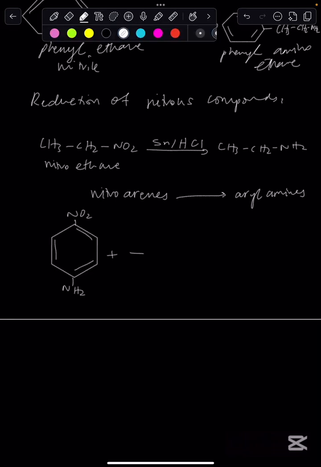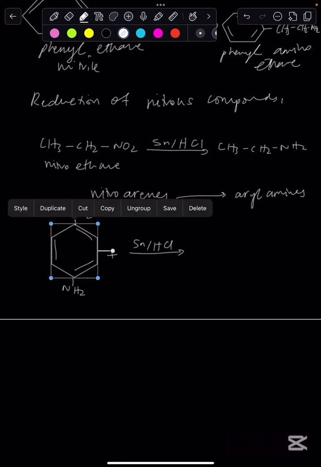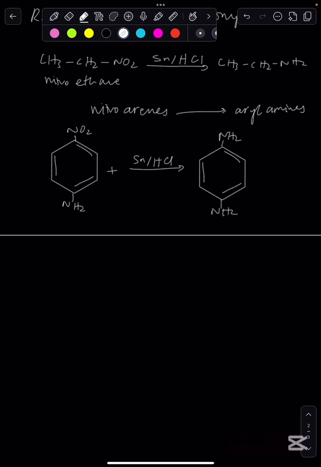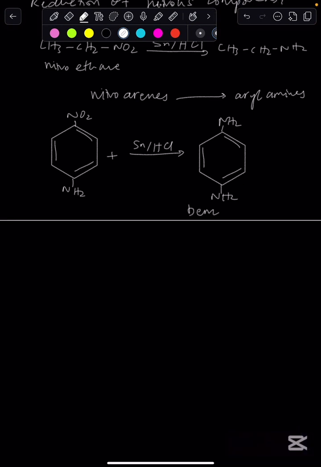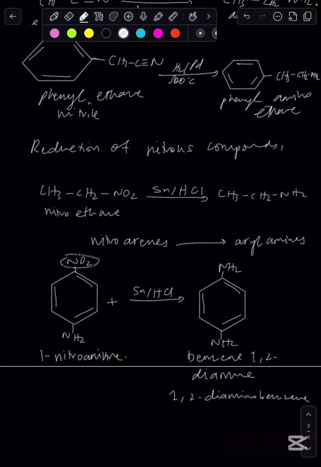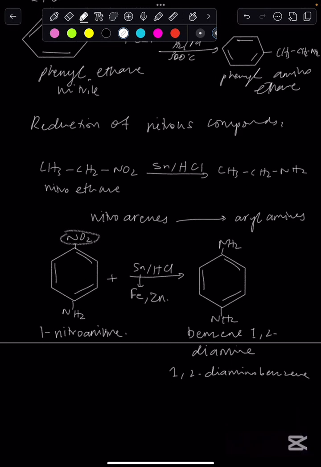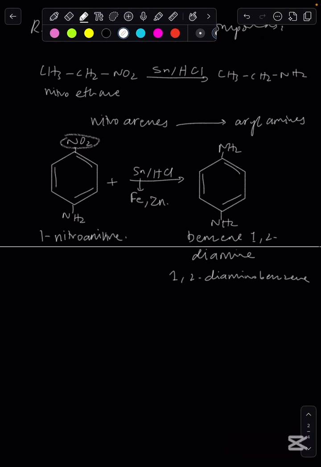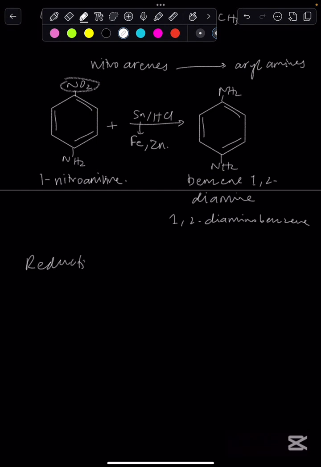This group over here, I'm going to react it in the presence of Sn/HCl. What we're going to form is benzene 1,2-diamine, or 1,2-diamino benzene. From here we name this as a substituent, so what we form is 2-nitroaniline. So we can also use Sn, we can also use iron, we can also use zinc, so we can use active metals.